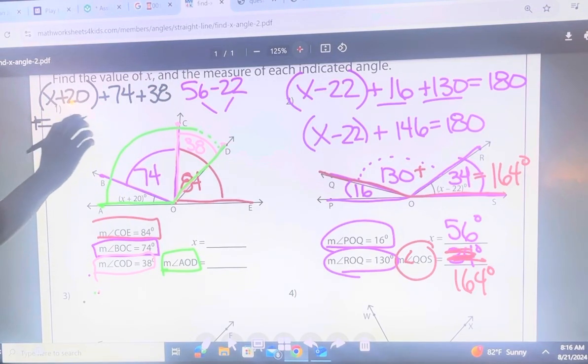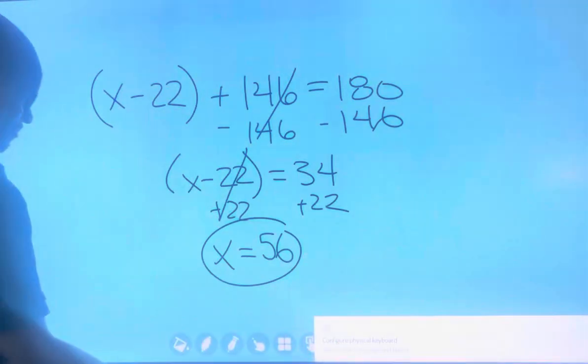Yep, and then all of that's got to equal 180. Hold on, remember that because I got to flip it. Remember the 74 and the 38. I think I can remember the x plus 20. I think.